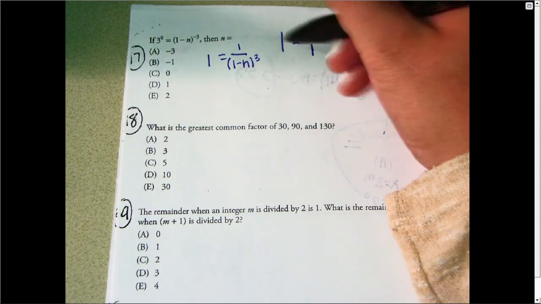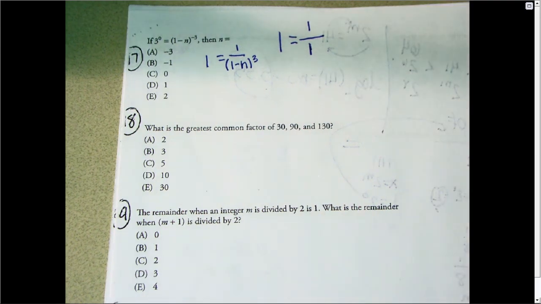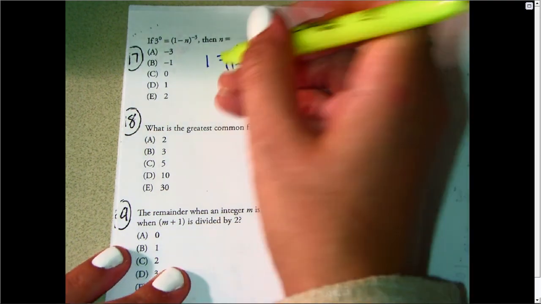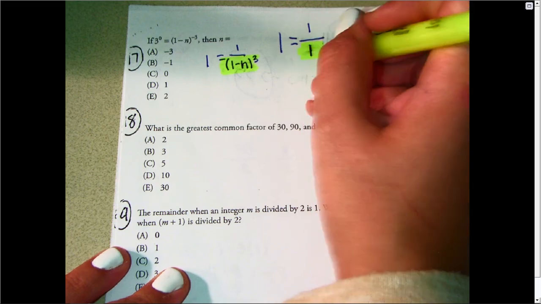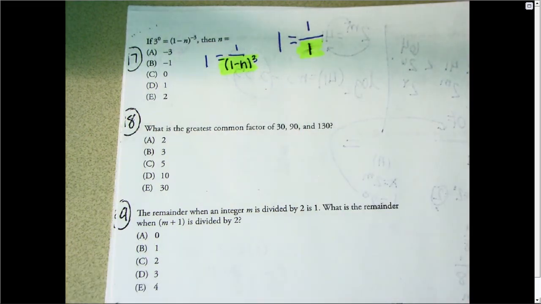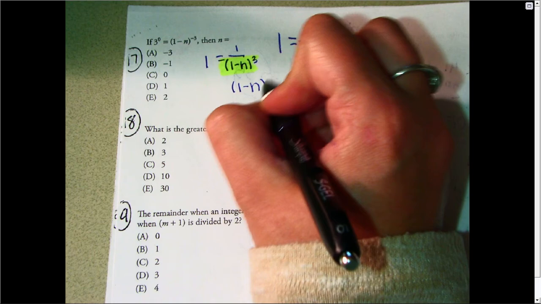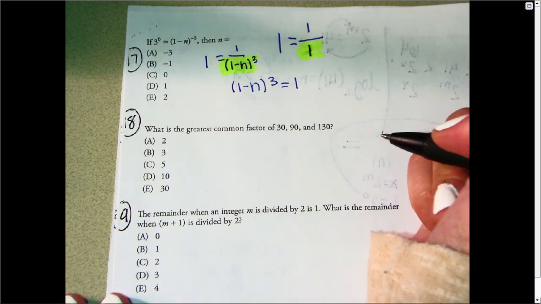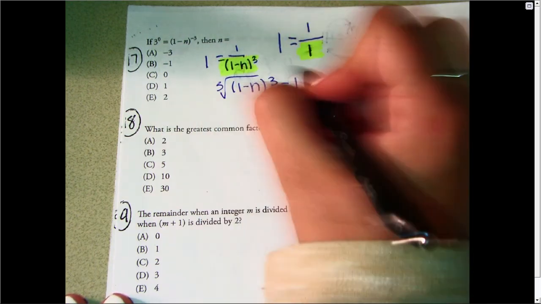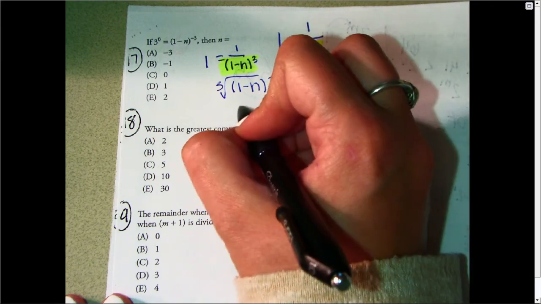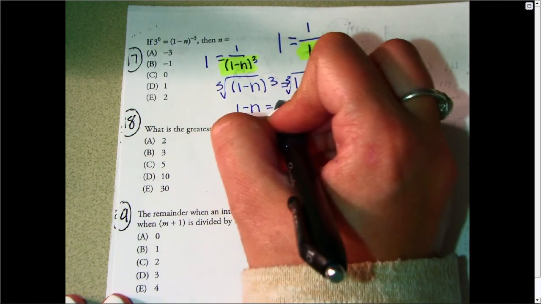1 over 1 simplifies to 1, which means I am going to set this answer equal to 1, because in order for my whole fraction to reduce to 1, the denominator has to match the numerator. So I'm going to get 1 minus n to the 3rd equals 1. Now I will cube root, and then I will be left with 1 minus n equals 1.